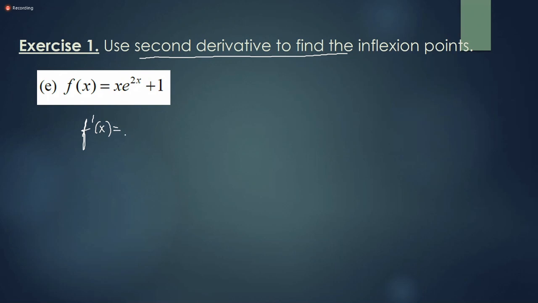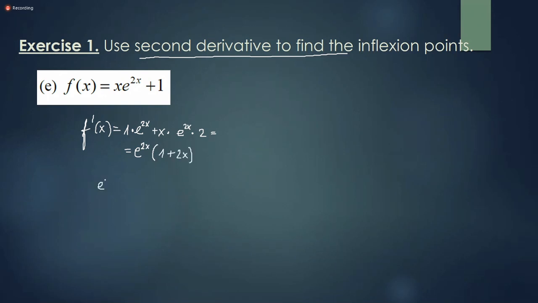x differentiated is 1 times e to the power 2x not differentiated, plus x not differentiated times e to the power 2x differentiated, and that is the same e to the power 2x times the derivative of 2x, of course. And of course, the derivative of 1 is 0. So in this case, we can take the exponential function e to the power 2x in front as a common factor, and then we have 1 plus 2x in the parentheses.